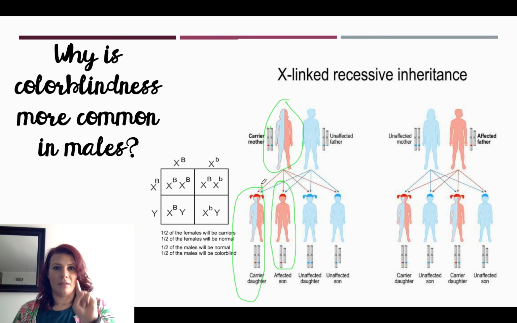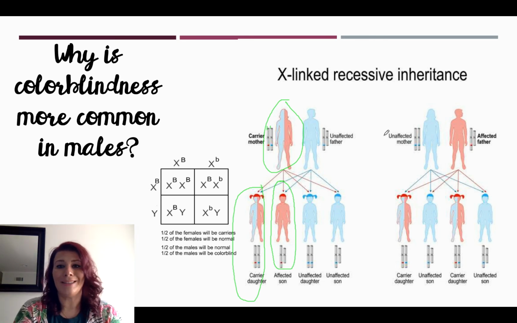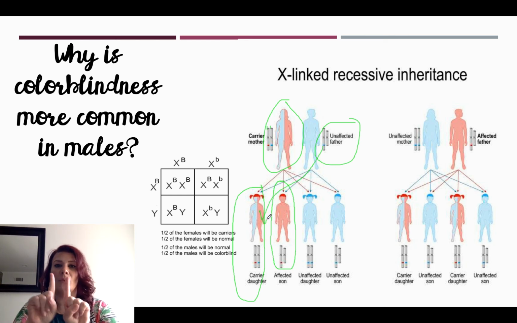Well, guess what? The female's XX. So she got the affected X from mom, but dad is unaffected. So he passed on his X and he's totally healthy. And so she's going to be able to see color fine. She's going to be a carrier, but she's going to see color fine. If this doesn't make sense, think about it this way.